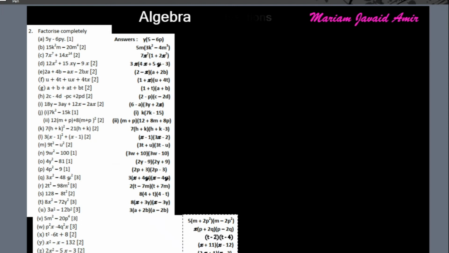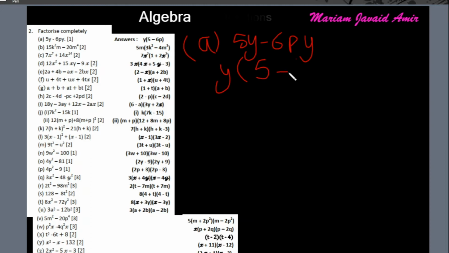Okay, next up is question number 2, which says factorize the following. So in part A we have 5y minus 6py. So y is common in both the expressions, so we take y outside of the brackets and we're left with this, which is the answer for part A.